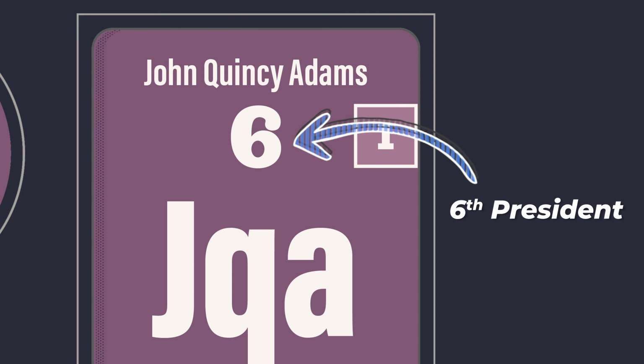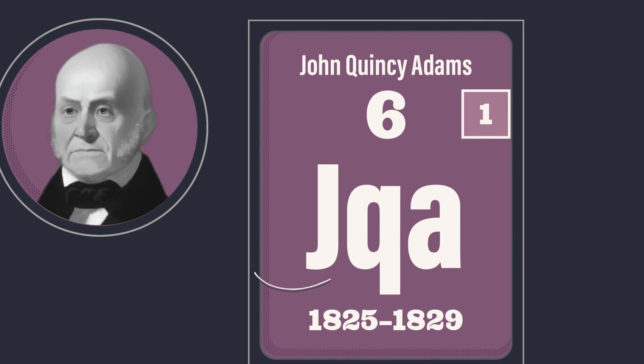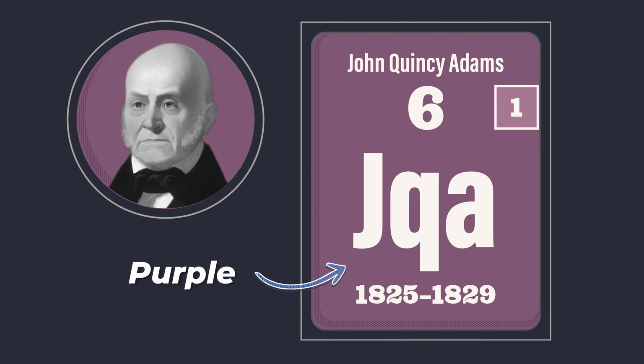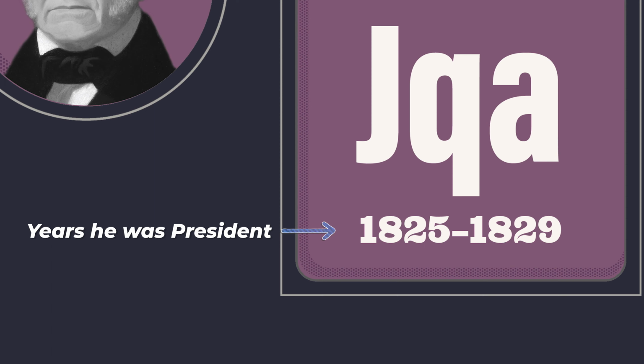The number 6 on the top center of John Quincy's cell indicates that he was our 6th president. The number 1 on the top right-hand side of the cell indicates that he was elected to the presidency one time. John Quincy's cell is also shaded purple. This signifies that he was a member of the Democratic Republican Party. The years 1825 to 1829 are also on John Quincy's cell. These indicate the years that he served as our president.